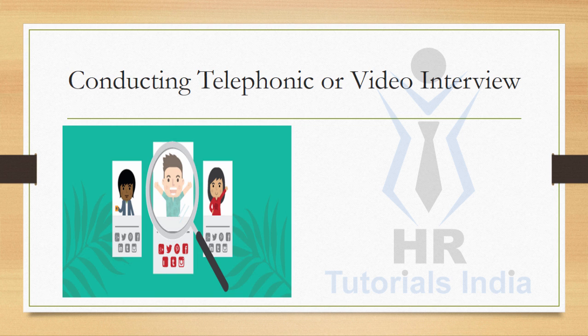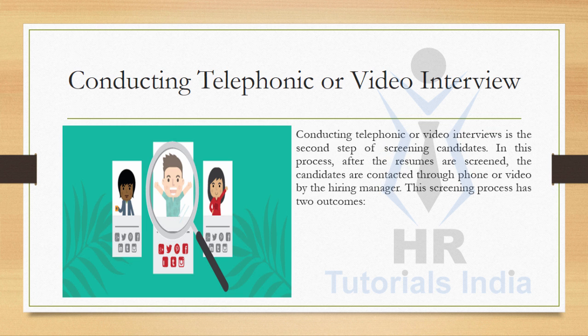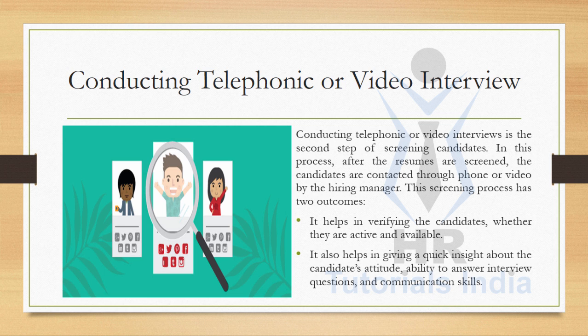It could be a telephonic interview or a video interview. Conducting telephonic or video interviews is the second step of screening candidates. In this process, after the resumes are screened, the candidates are contacted through phone or video by the hiring manager. The screening process has two outcomes. It helps in verifying whether the candidates are active and available. It also helps in giving a quick insight about the candidate's attitude, ability to answer interview questions, and communication skills. After reviewing the resumes, the candidates are to be contacted through video or telephone by the hiring managers.